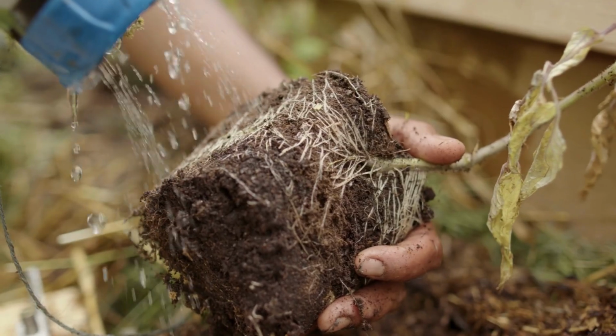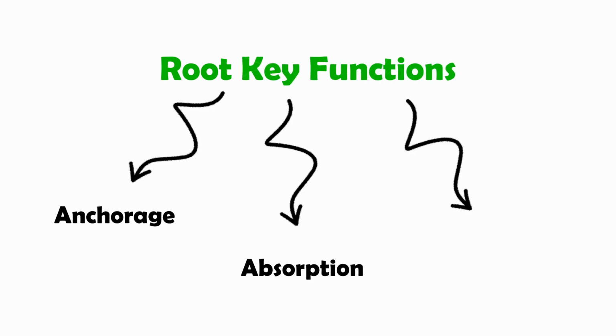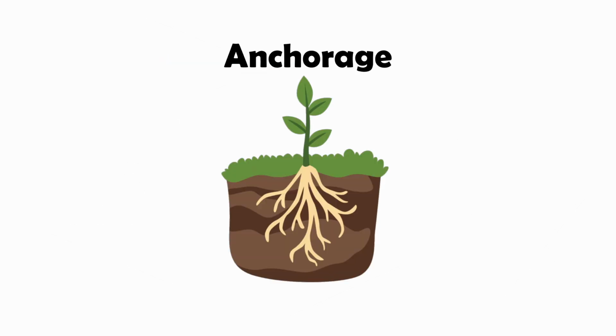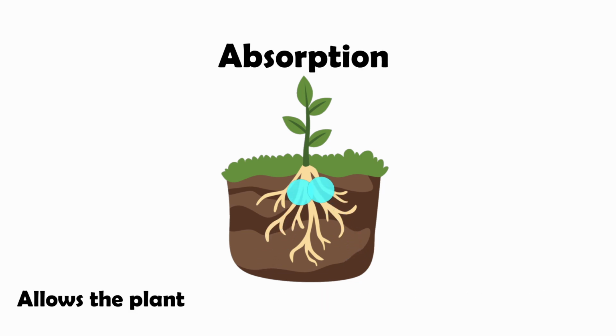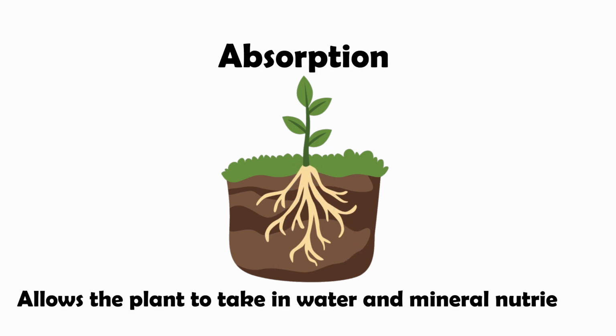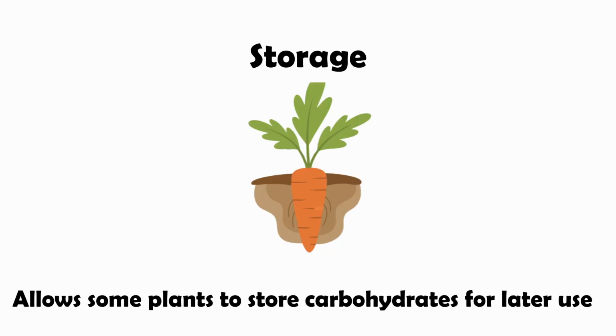Roots are part of the root system and are usually located underground. The key functions of roots include anchorage, absorption, and storage. Anchorage secures the plant firmly in the soil. Absorption allows the plant to take in water and mineral nutrients. Storage allows some plants to store carbohydrates for later use.